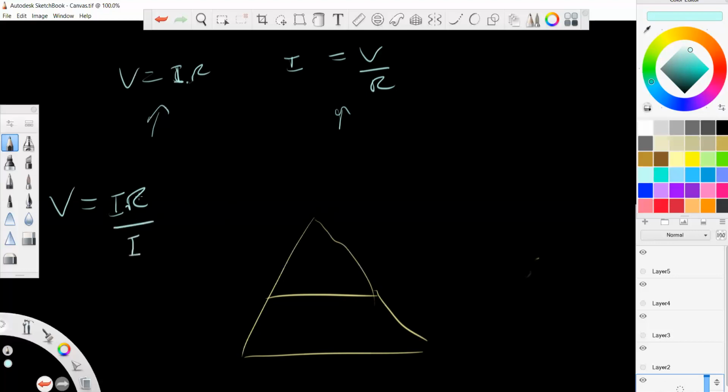Okay, so if I want R on its own, I have to divide this by I, in which case I get R times 1. But of course, to do that, I need to divide this by I. So I end up with a third equation where R equals V over I.